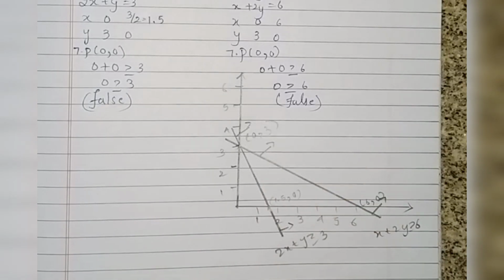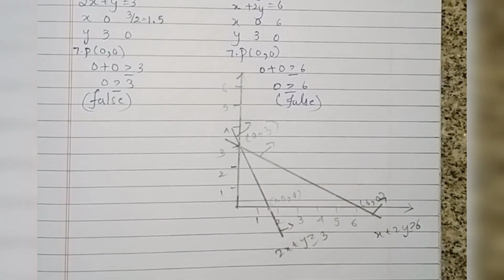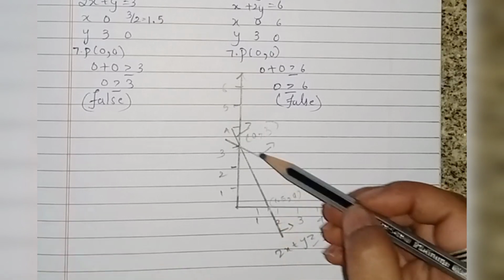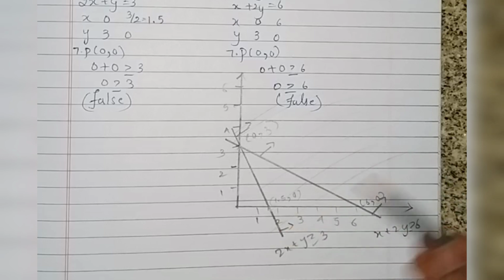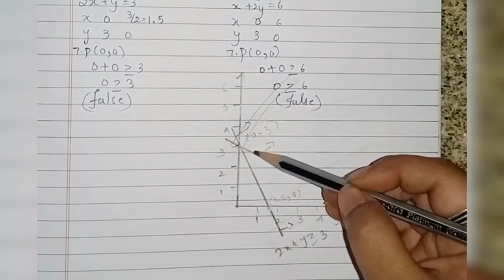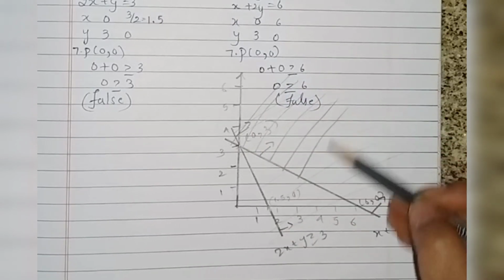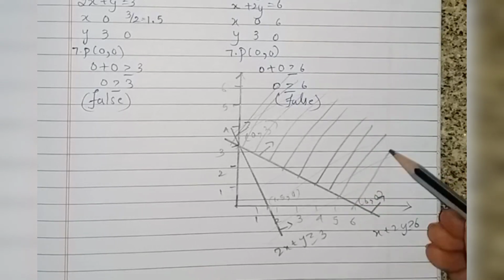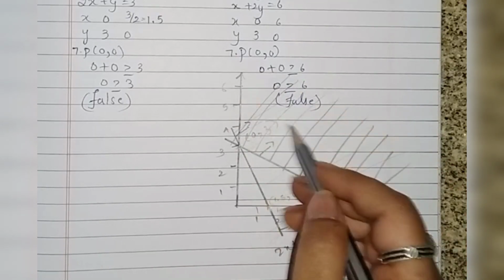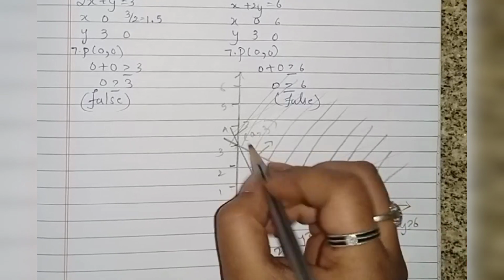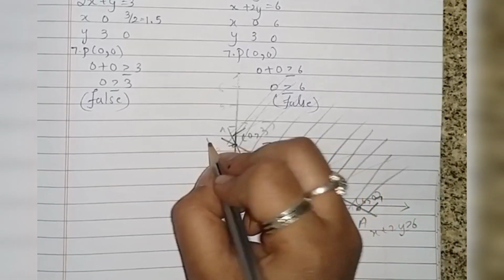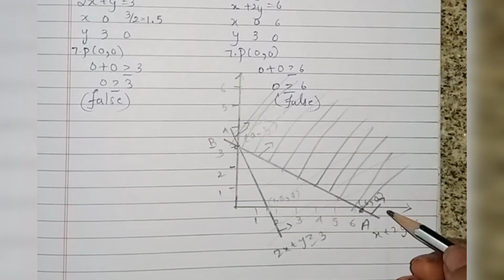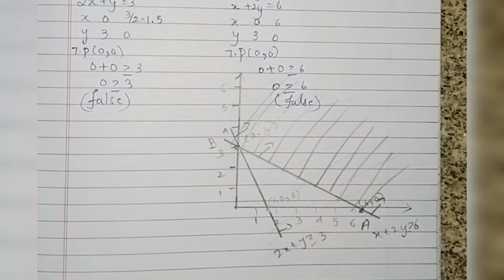We can see there is no region which is intersecting. For this, it will be like this. And for this, it's going to be like this. So therefore, the feasible region is actually just a line. There are only 2 points. We can only find 2 feasible points, which are A and B. The points are 6 comma 0 and 0 comma 3.